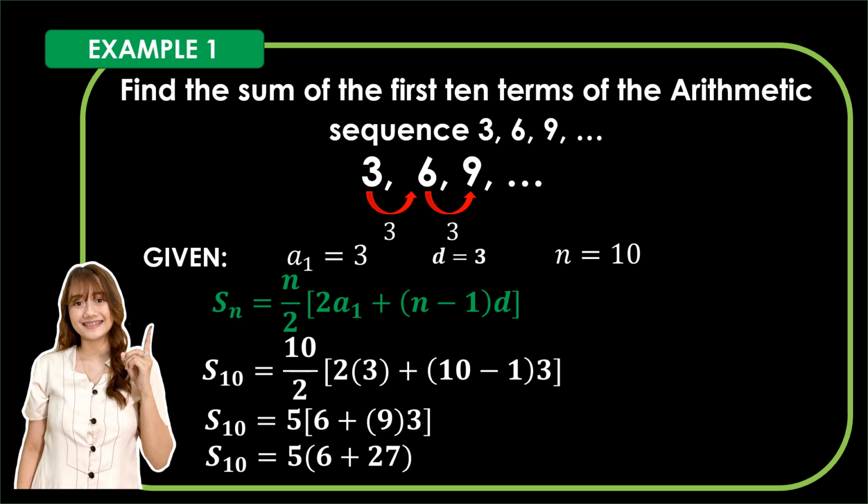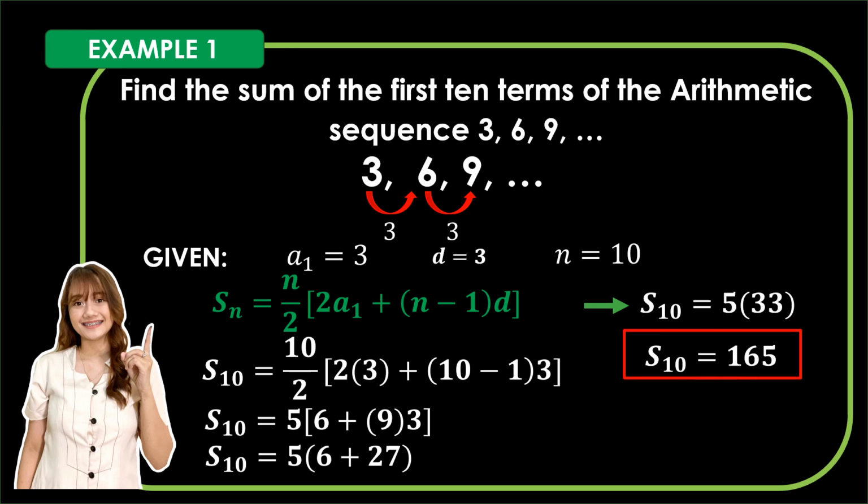27. And adding the terms inside the parentheses, we have 27 plus 6 gives us 33. So 5 times 33 gives us 165. So the sum of the first 10 terms of the arithmetic sequence 3, 6, 9, and so on is 165.